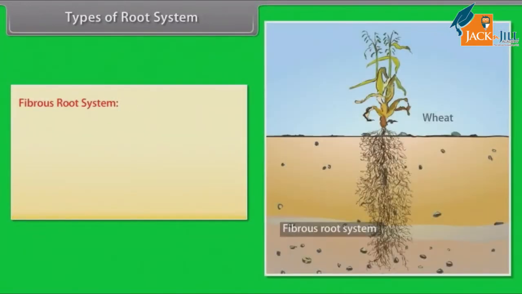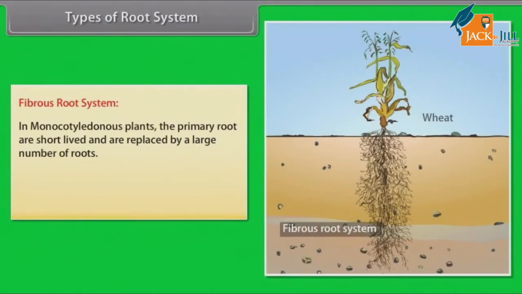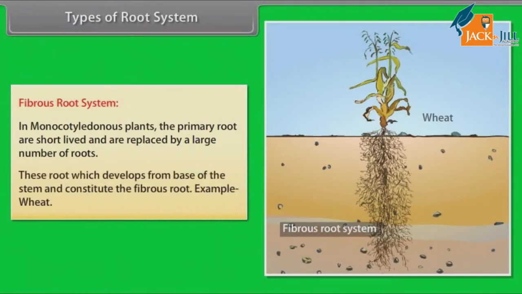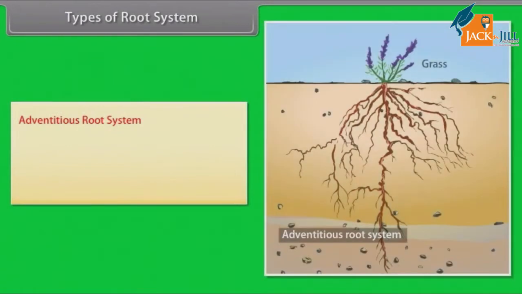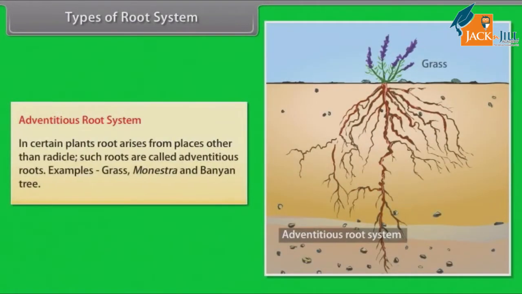Fibrous root system. In monocotyledonous plants, the primary root is short-lived and is replaced by a large number of roots. These roots, which develop from the base of the stem, constitute the fibrous root. Example, wheat. Adventitious root system. In certain plants, roots arise from places other than radicle. Such roots are called adventitious roots. Examples, grass, monstera, and banyan tree.